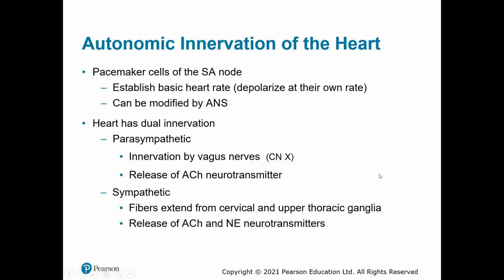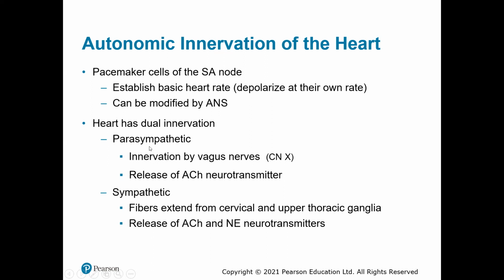There is a lot of autonomic innervation of the heart. So we talked about contractile cells. Your heart has cells embedded in it that cause the heart to beat, right? And those are the pacemaker cells of the SA node. They establish your basic heart rate. They depolarize on their own without any kind of signal coming from anywhere. But they can be modified by your autonomic nervous system. You can speed up or slow down that heart rate. And that's what this is talking about. So you can't cause the heart rate to happen. You can't cause those cells to contract.